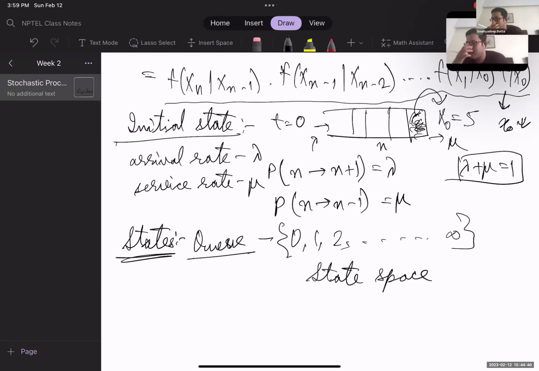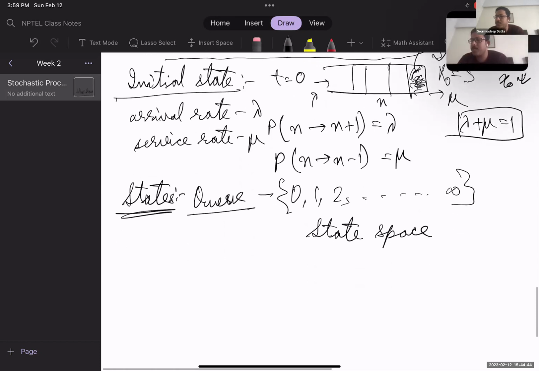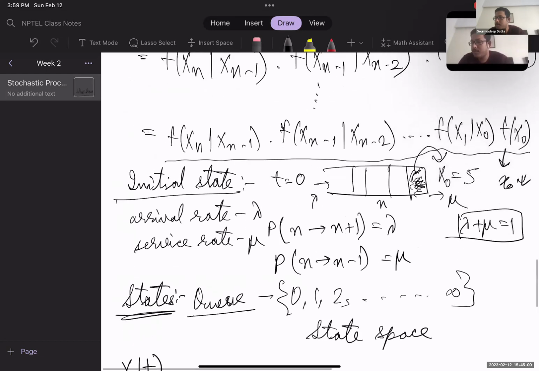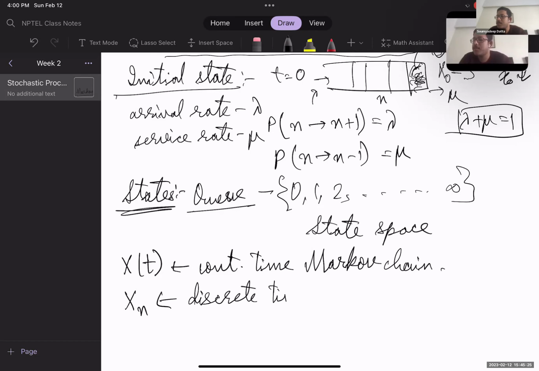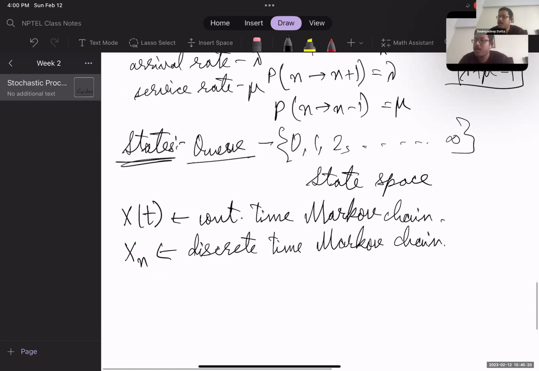So you have the state space, which is the set of values that the Markov random variable can take, and you also have the parameter itself. If you have your Markov process as something like x of t, this will be a continuous time Markov chain. And if you are observing it as a discrete variable, then it will be a discrete time Markov chain. Another important factor here is that a discrete time Markov chain should also have a discrete state space.